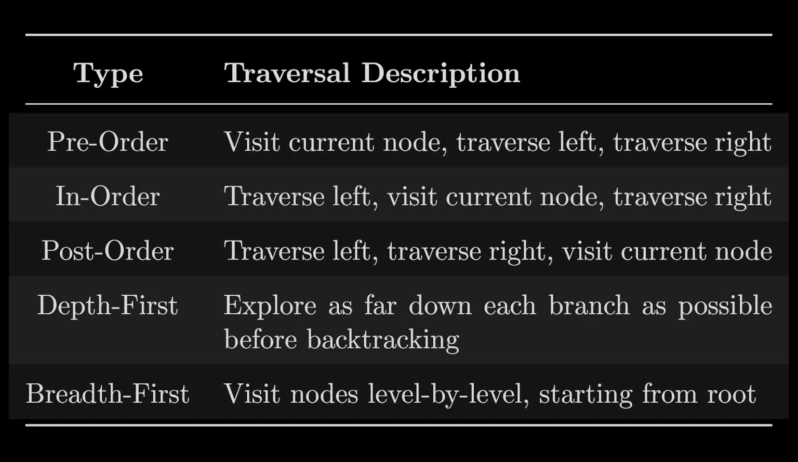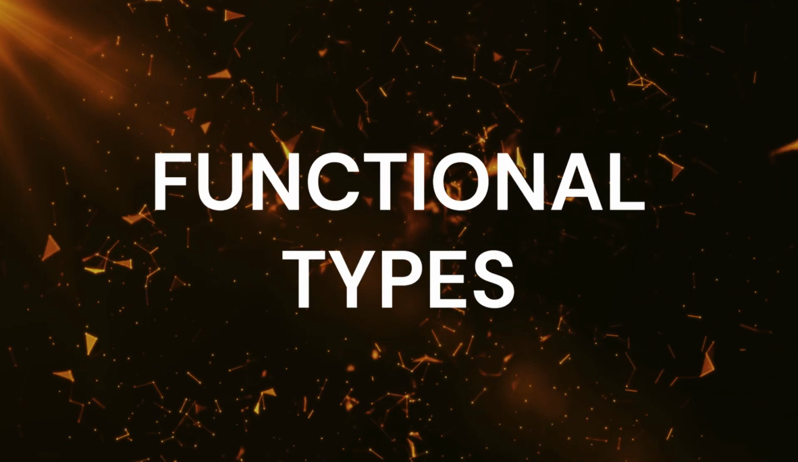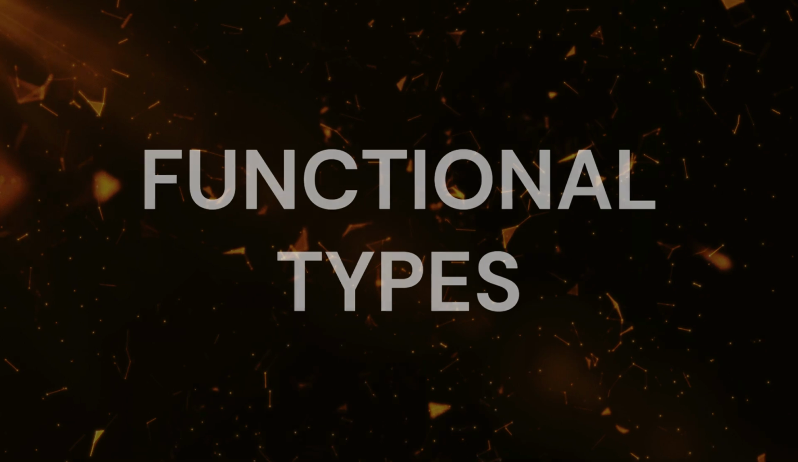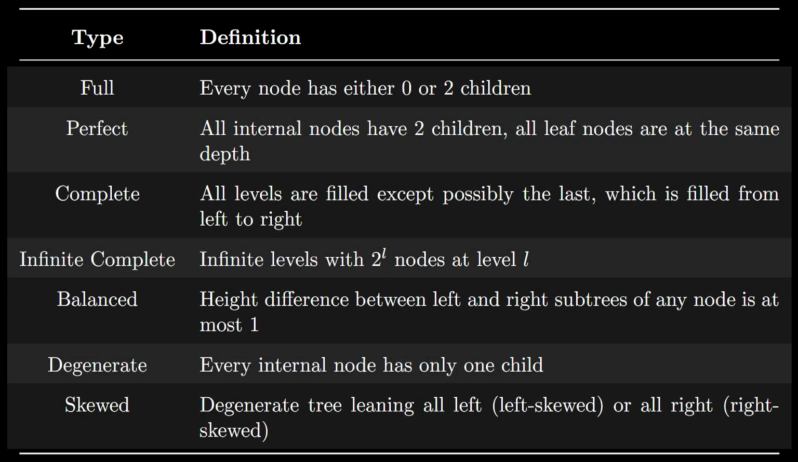Now that we have seen how trees are structured and traversed, let's look at the different functional types of binary trees. The types of binary trees we have considered so far, such as complete, balanced, and perfect, are all concerned with the structure of the tree, not the behavior of the data. But there are several functional types of binary trees that dictate the behavior of data.